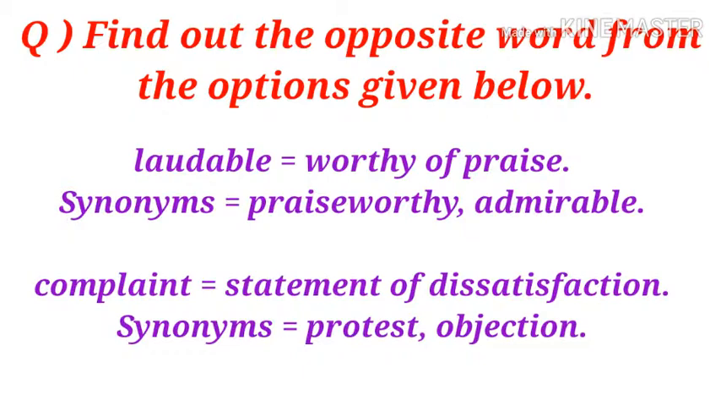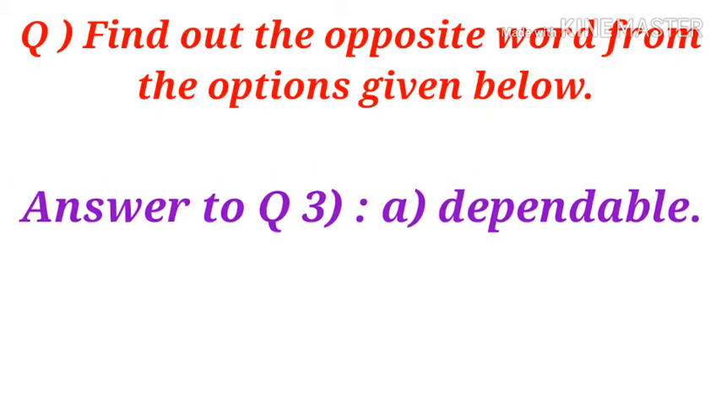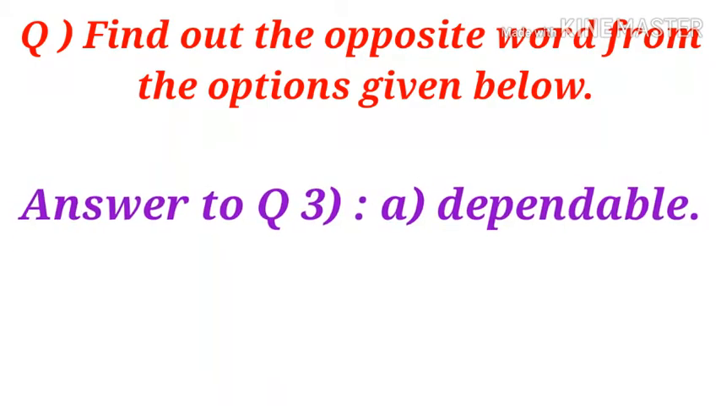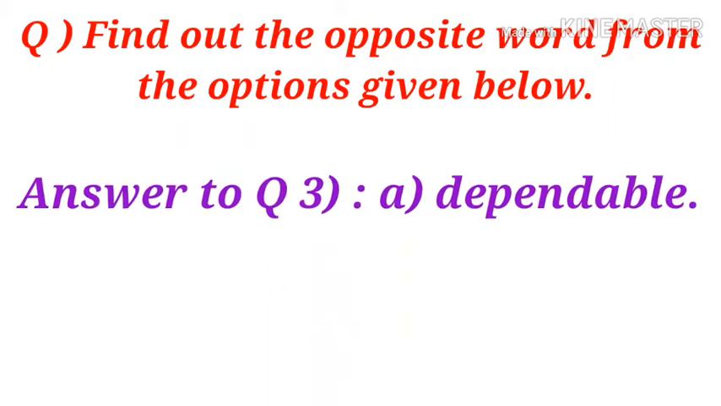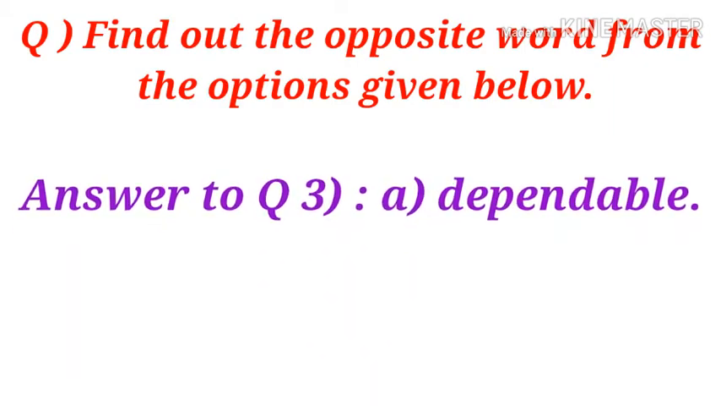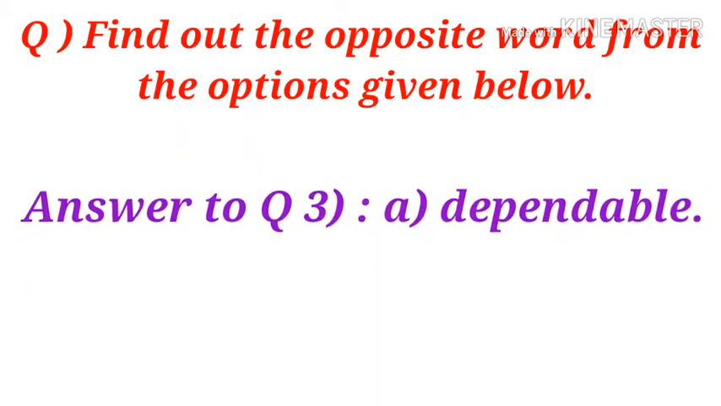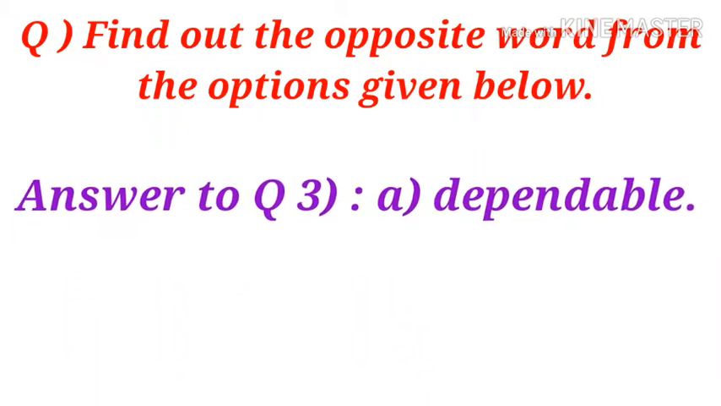So we have to find out the opposite meaning of the word unpredictable. If unpredictable means to change without any reason, then its answer will be dependable, on which we can depend. We cannot depend on an unpredictable person because that person may change every time. But on a dependable person, we can depend. So the answer to question number 3 is option number A, dependable. Clear?